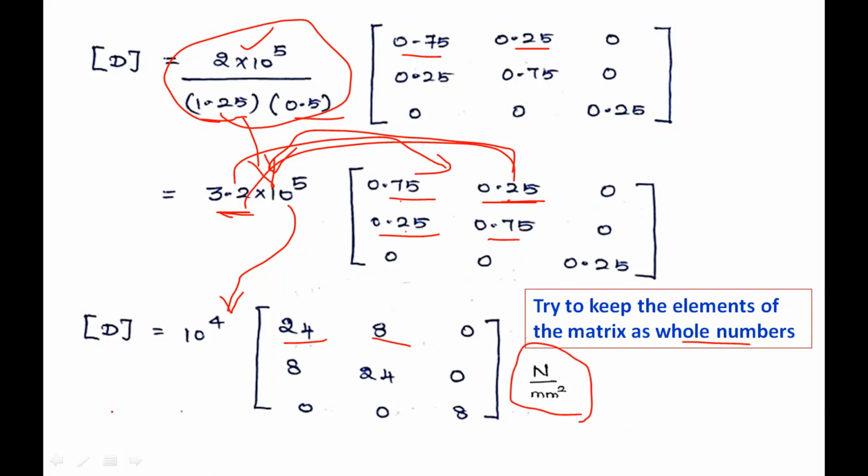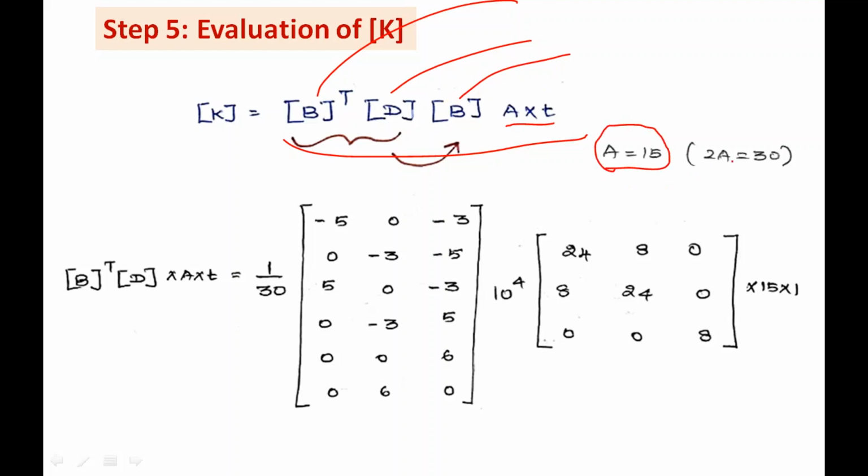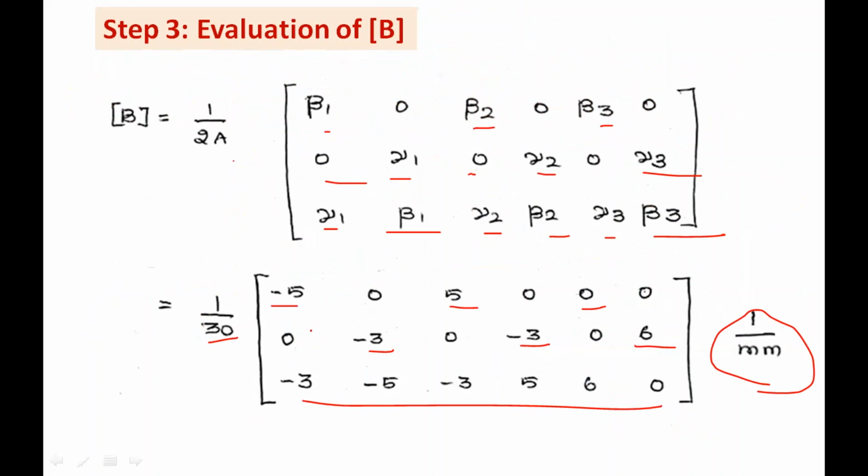After knowing the B matrix and D matrix, we have to go for stiffness matrix evaluation. This is the expression for the stiffness matrix. B transpose D, then we have to multiply again with the B matrix, then area into thickness of the element. So area we already found out, 2A is equal to 30 mm square, so we are getting A is equal to 15 mm square. Thickness is 1 mm. Then B transpose, first we will find B transpose into D multiplied with the volume A into T. So B transpose, we have to convert the B matrix into transpose of this one.